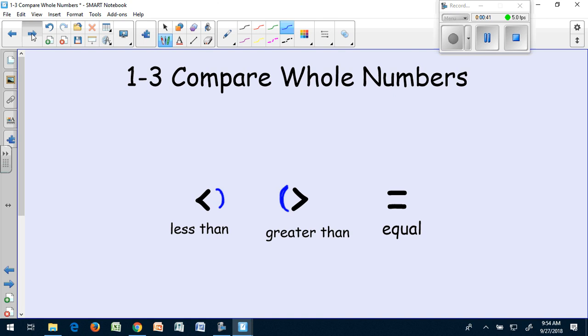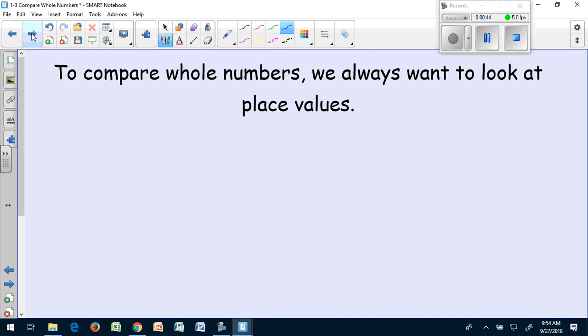Let's look at how we compare whole numbers. To compare whole numbers, we always want to look at place values because the value of a digit is going to help us determine which number is bigger. If I have the number 375 and the number 275, and I want to see which of those numbers is greater, I'm going to start looking at the highest place. My highest place is my hundreds place. The reason I'm not going to look at my ones place is because those fives do not make a difference to help me see which number is greater.